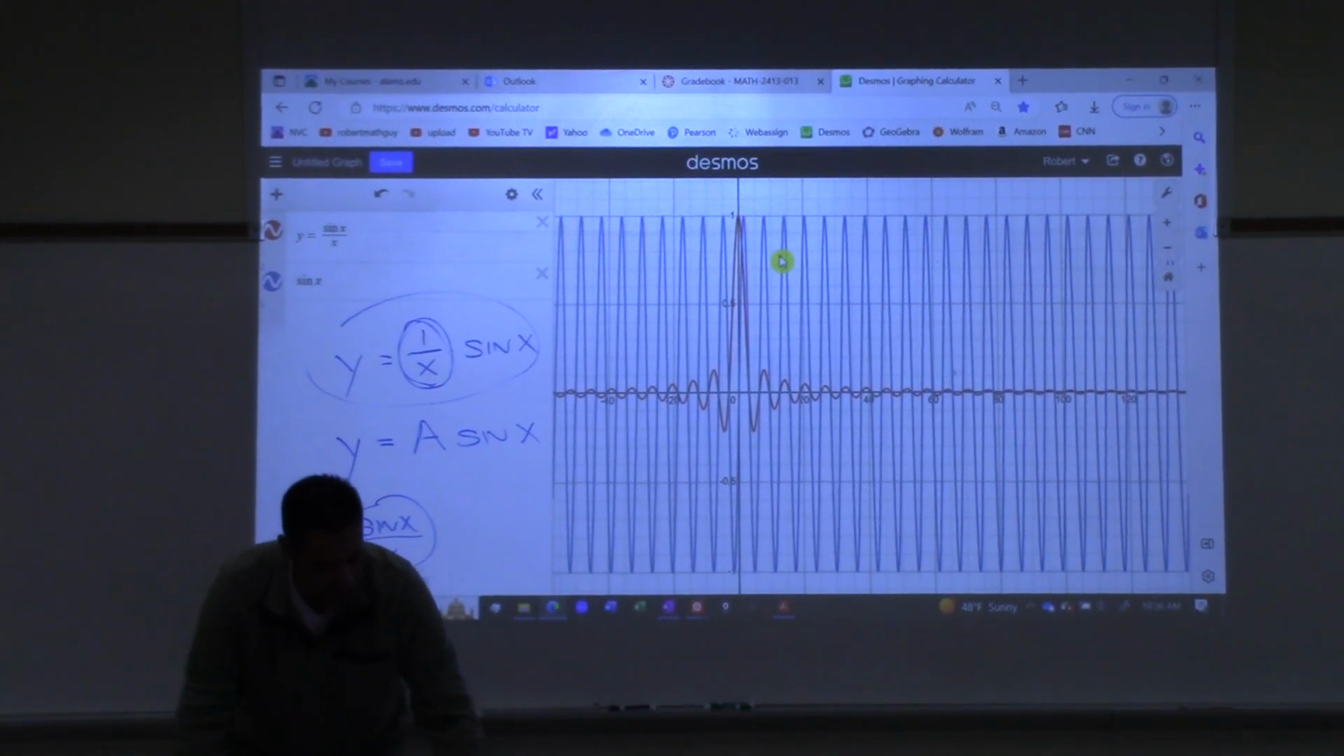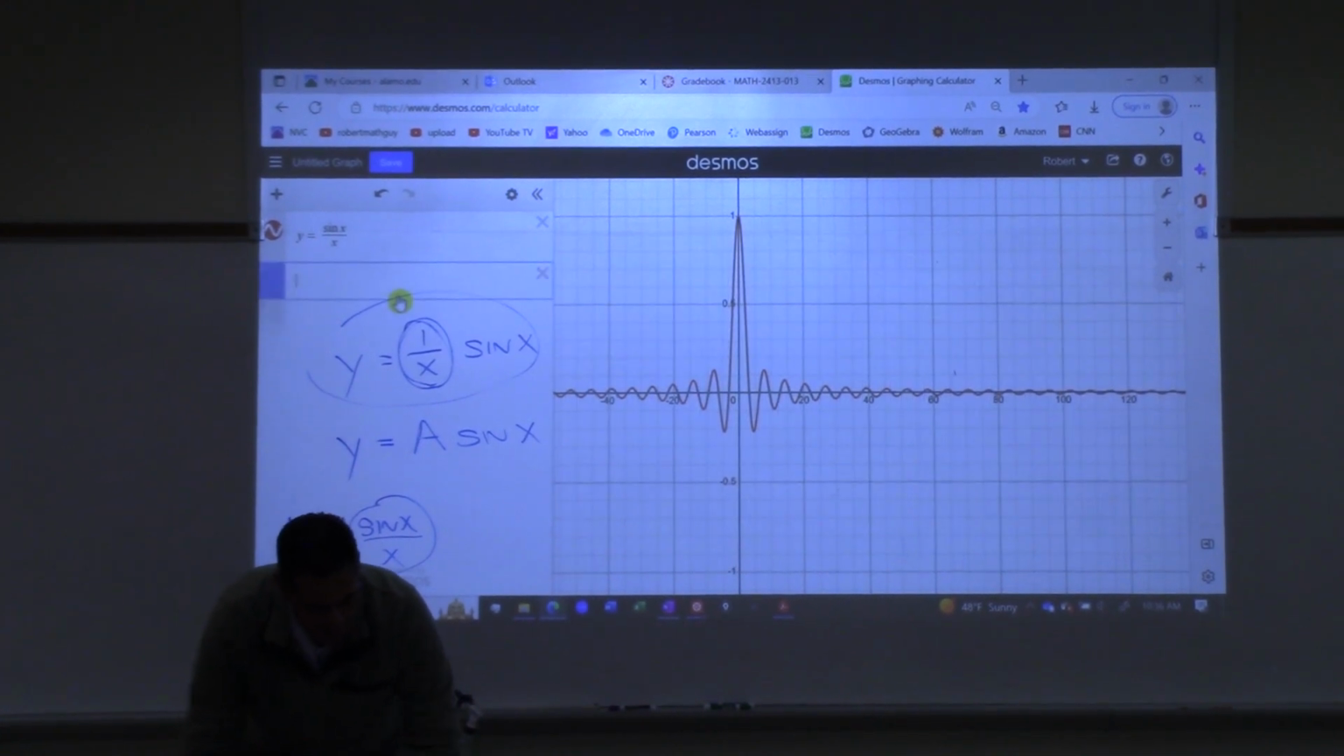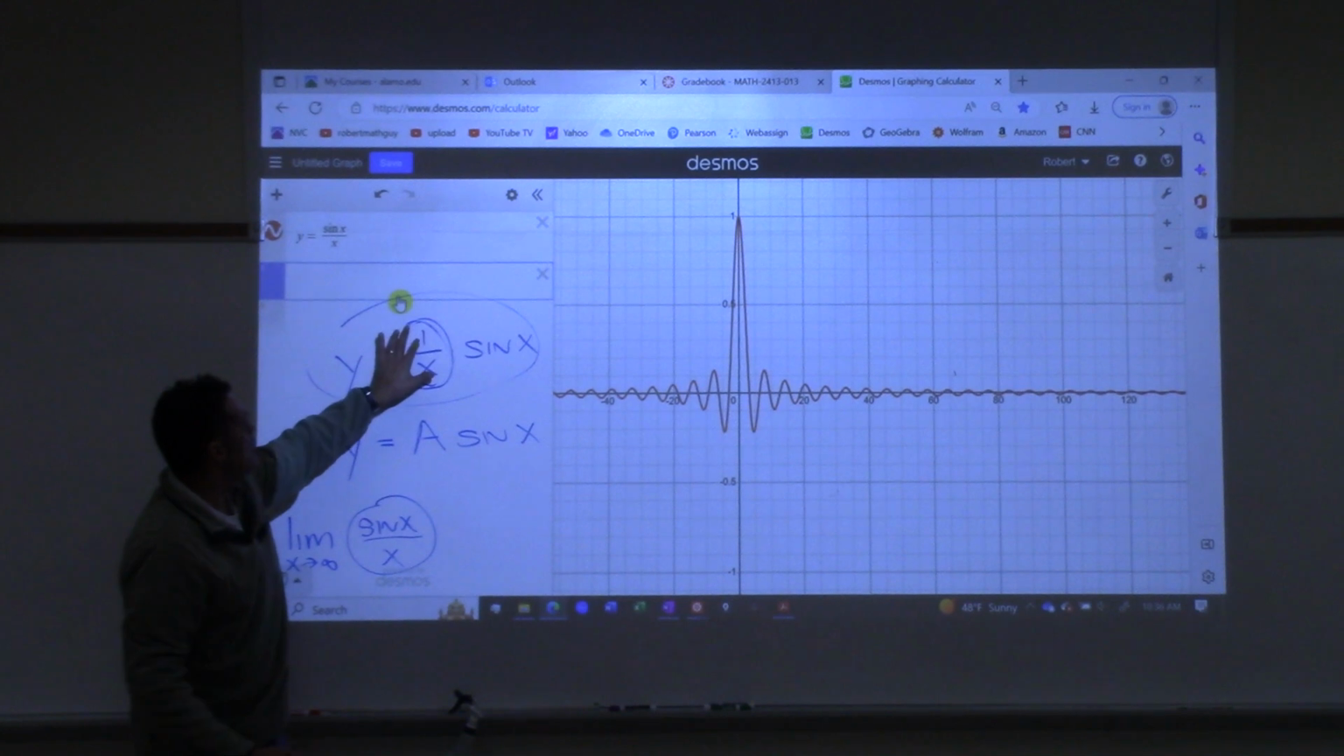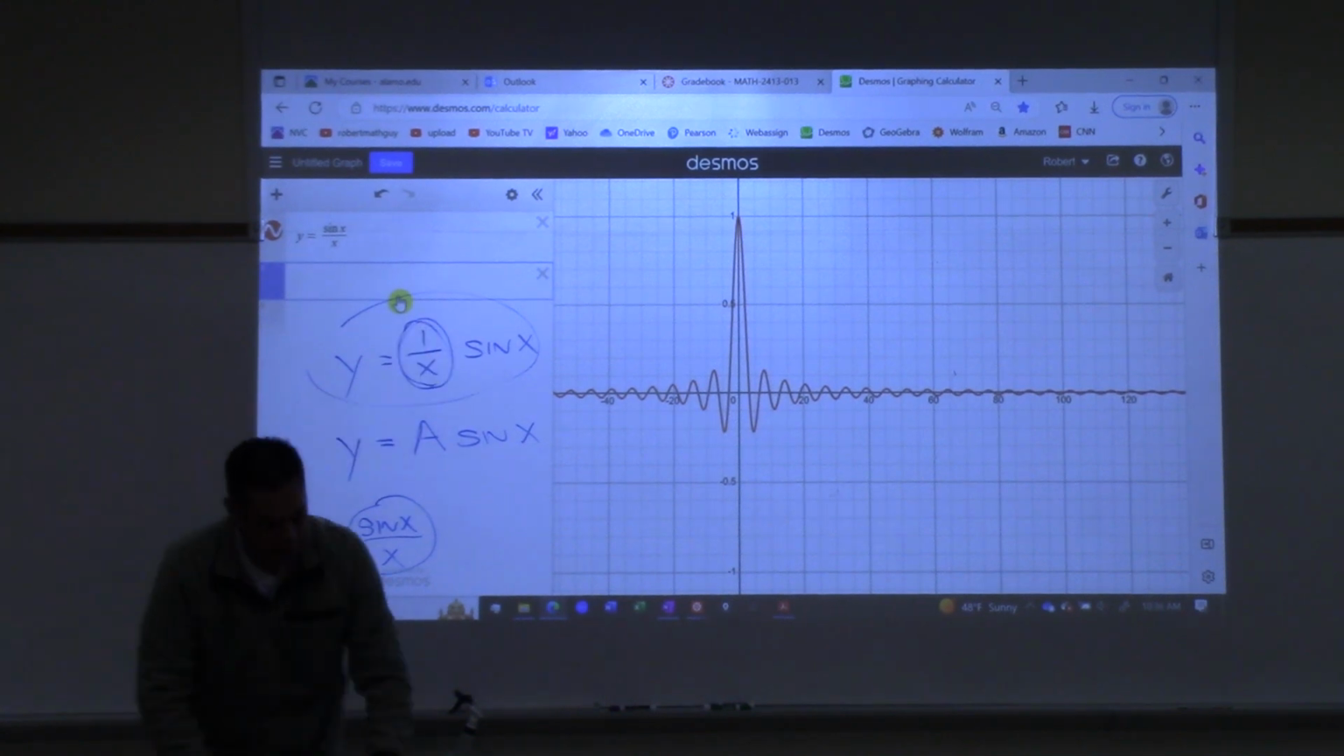I'm going to show you another thing that I think is cool. We're almost out of time. Take that same thing. I'm going to graph just the 1 over x, not the sine x, just the 1 over x.